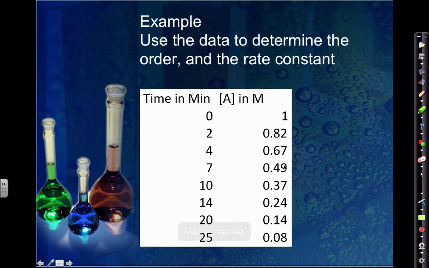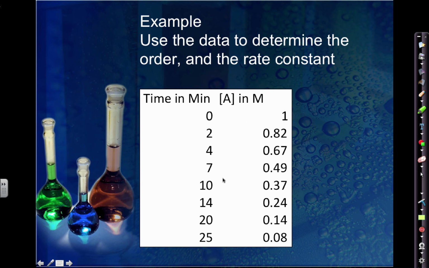Okay, so let's look at some data. I'm going to go over how to actually use your graphing calculator in class, but this would be the kind of data you would see. It's different than the data that you saw in the last video. It's just concentration versus time. In the last one, I was given a rate plus a concentration. I'm not given rate here, just time and concentration, that's it.